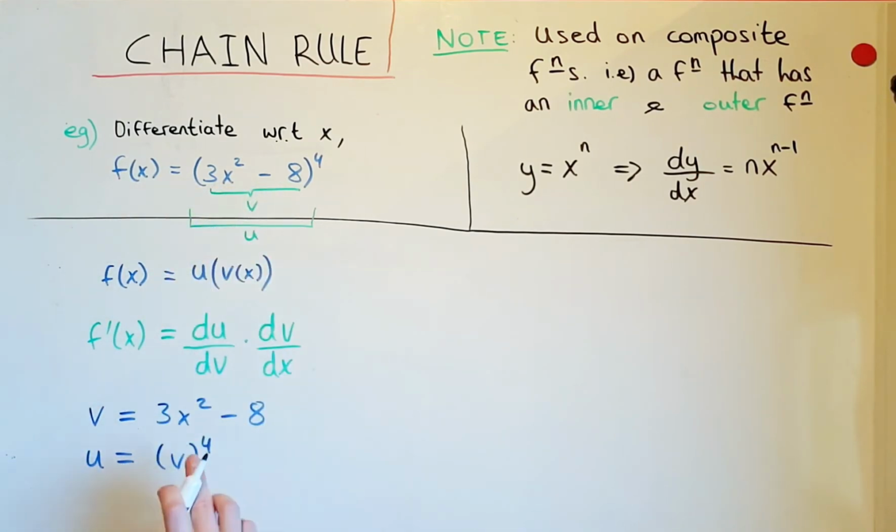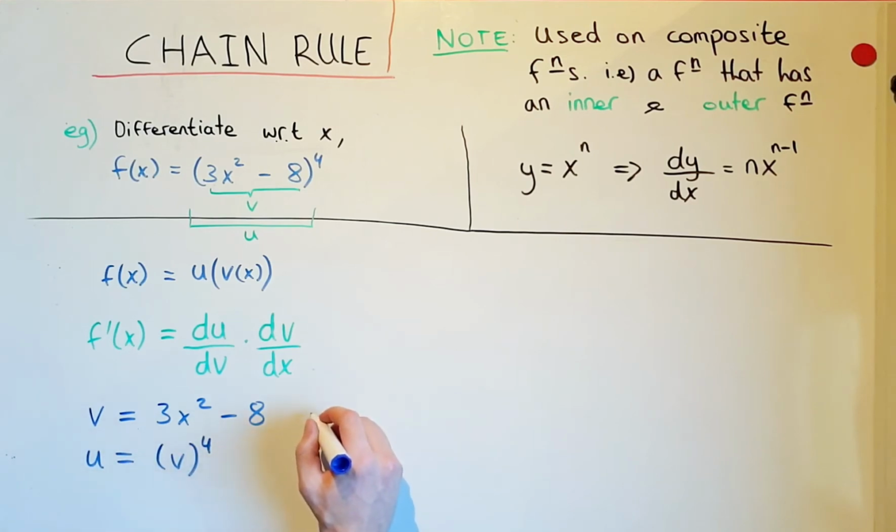So if v is this inner function here, then u is going to be the outer function, which consists of this inner function raised to the 4. So our v is 3x squared minus 8, and our u is v to the 4. So inner function, so right here, so let's say inner function, outer function. Right, okay, so we have a v and a u.